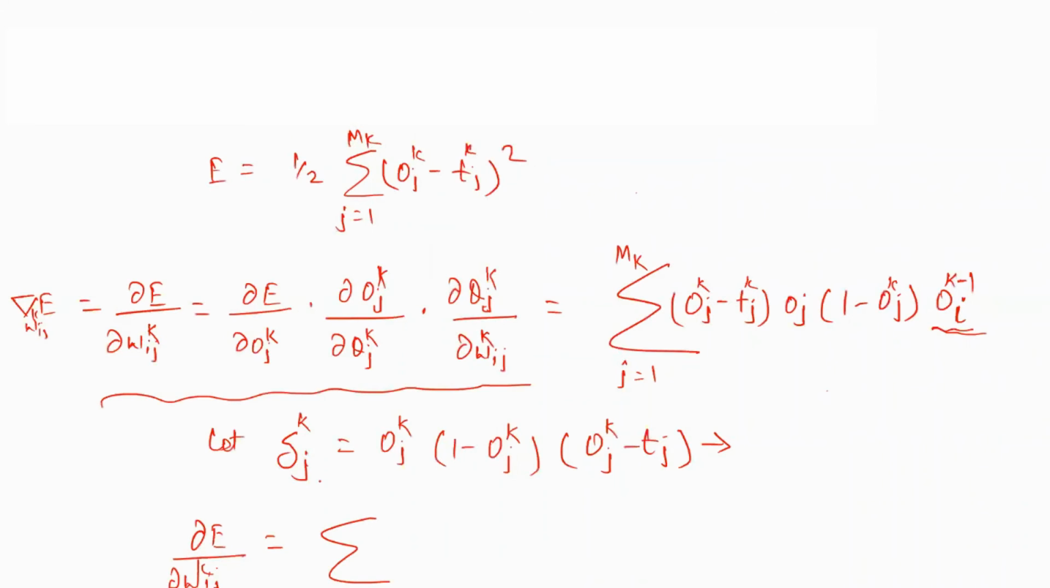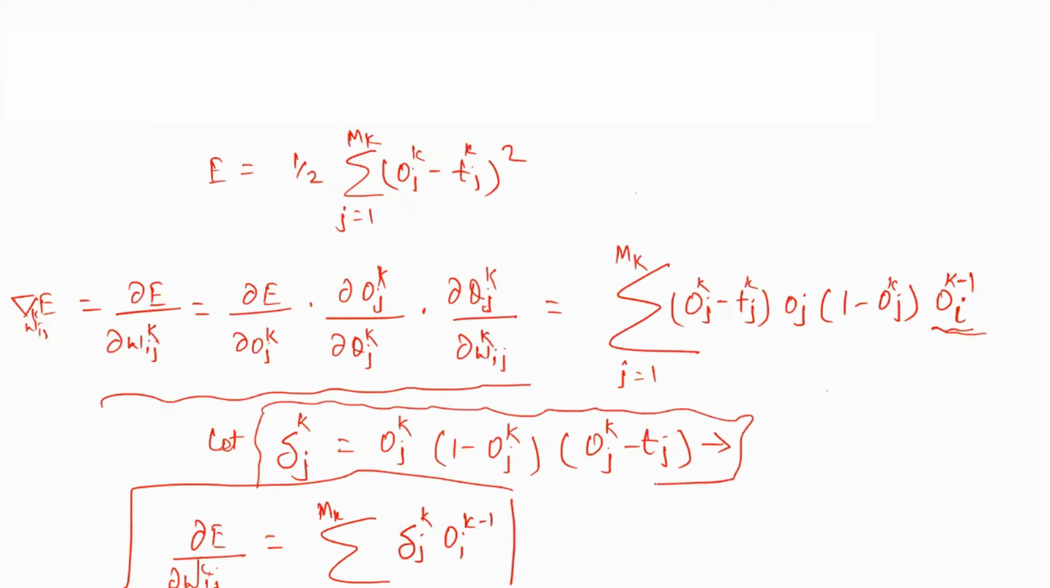the summation for j equals 1 to mk of this delta jk into oik minus 1, just to simplify this one. That's it. This is my differential total. And when I am assuming delta jk is equal to this much, this will be more useful when we calculate the weight updation rule for the hidden layers, because in the hidden layer it will be a bit complex. That's why we will just assume it.